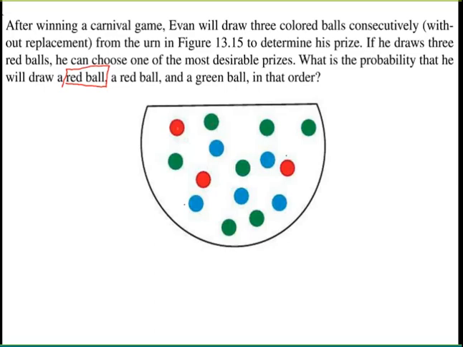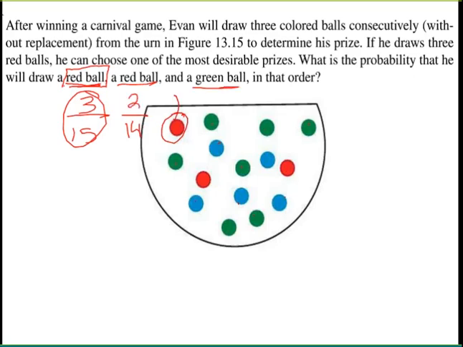There's 1, 2, 3, 4, 5, 6, 7, 8, 9, 10, 11, 12, 13, 14, 15 different balls. All right, so 15 balls. How many are red? 3. So the chance of me getting a red ball the first time I grab is 3 out of 15. Well, the next time I grab, there's not 15 balls anymore because I already took one out. There's only 14 left. There's not 3 red balls now because I already took one out. And there's only 2 left.